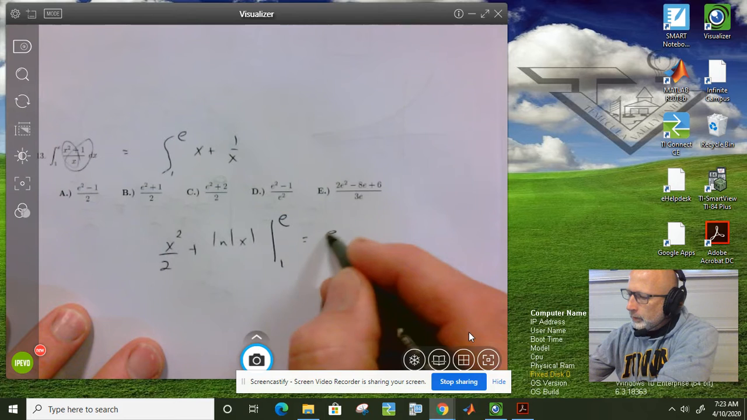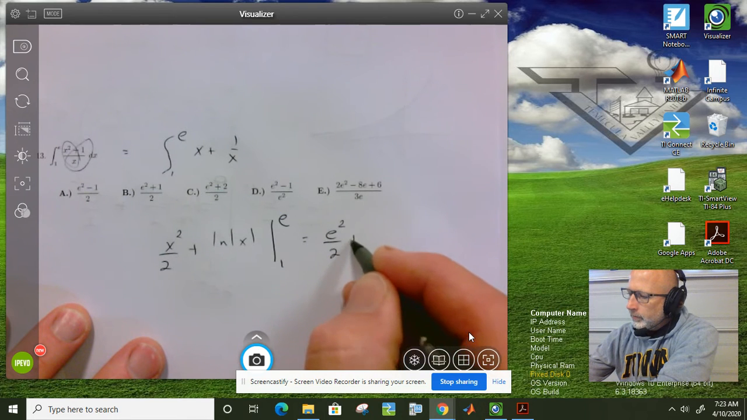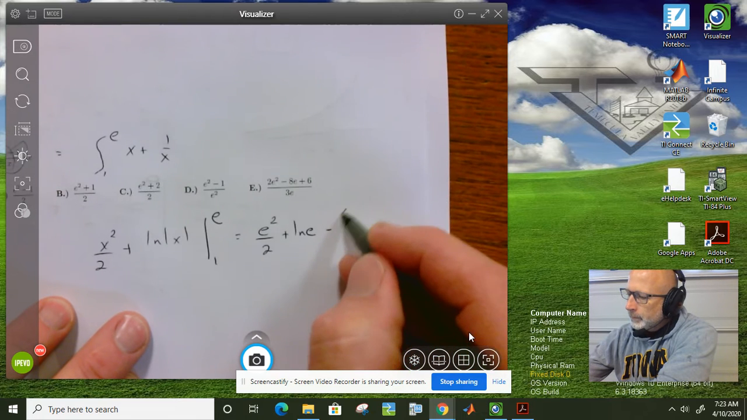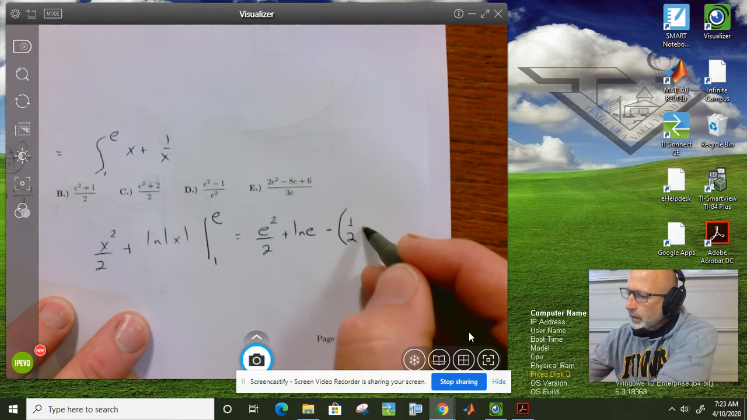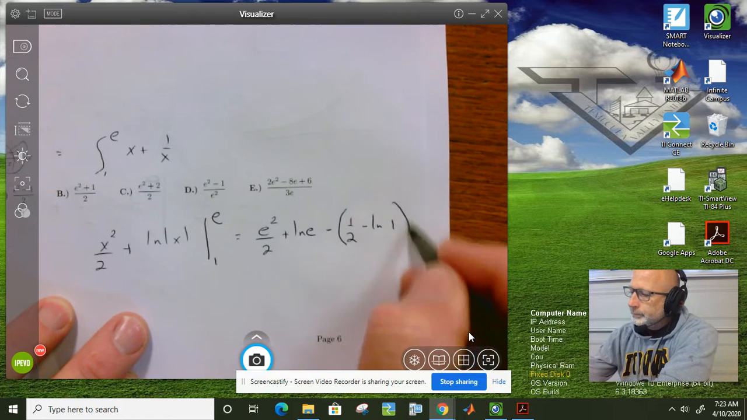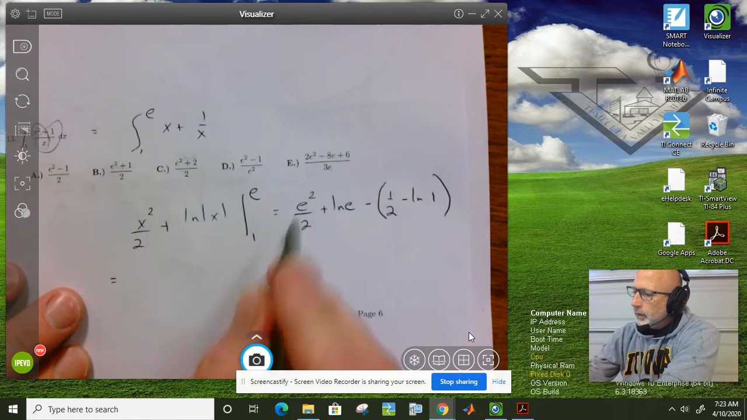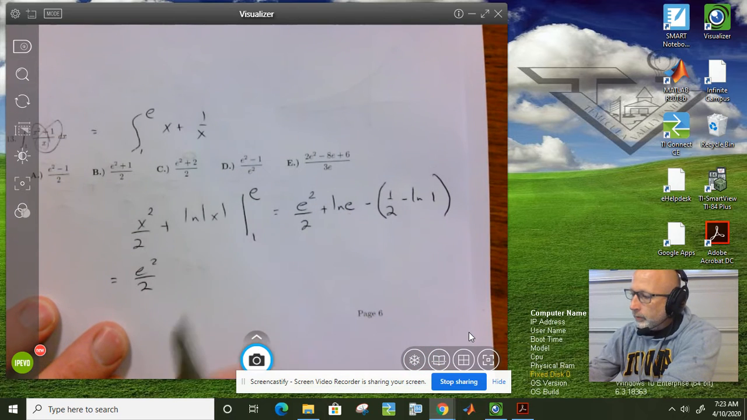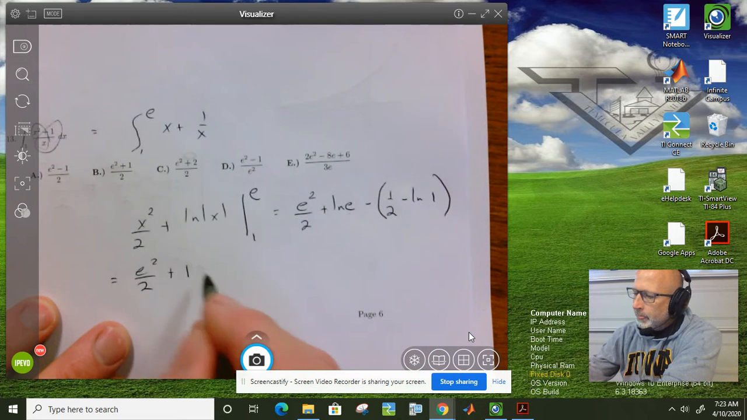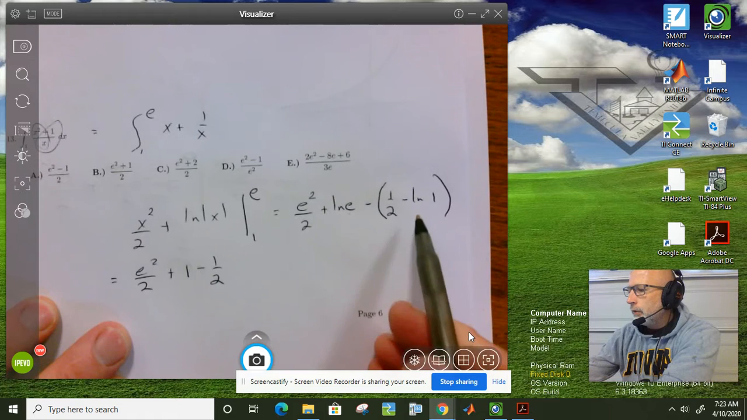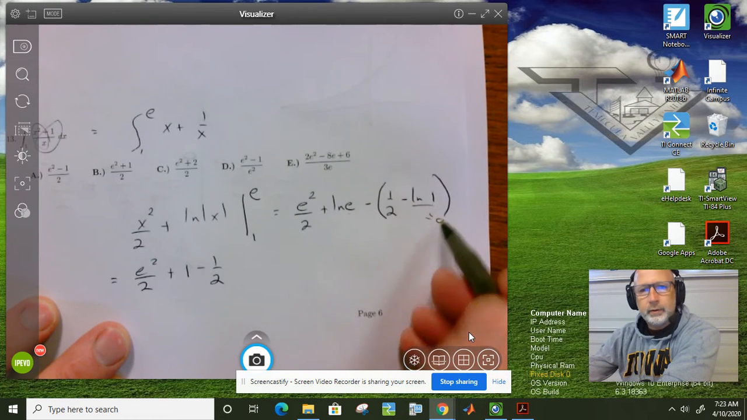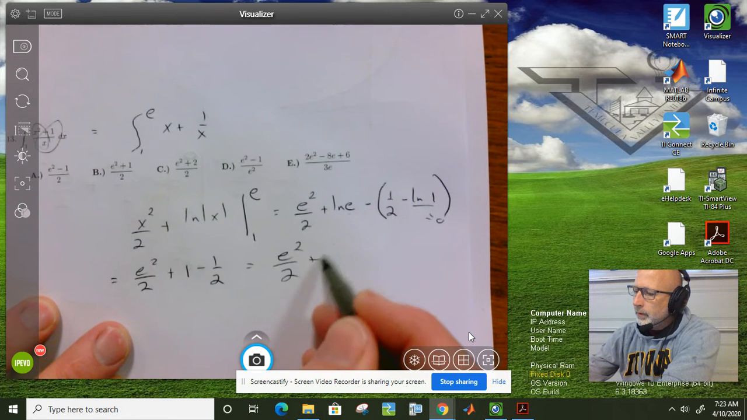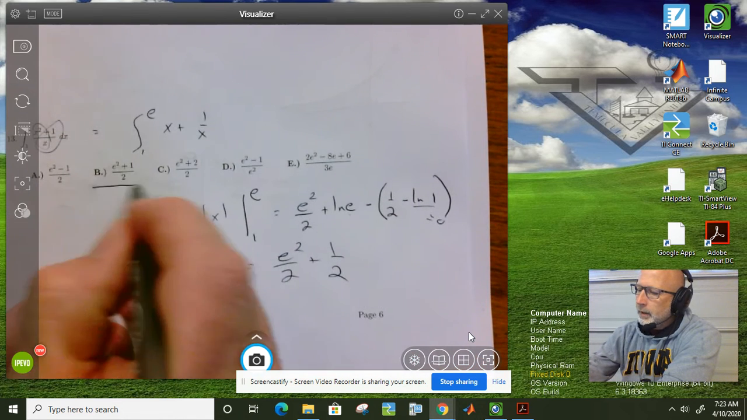So you get e squared all over 2 plus ln of e, minus 1/2 minus ln of 1. So this is equal to, well, e squared over 2 is just e squared over 2. Ln of e, you should know, is 1, so plus 1, minus a half. And then you also should know ln of 1 is equal to 0. So we just have this, which is e squared over 2 plus 1/2. So the answer there is B.